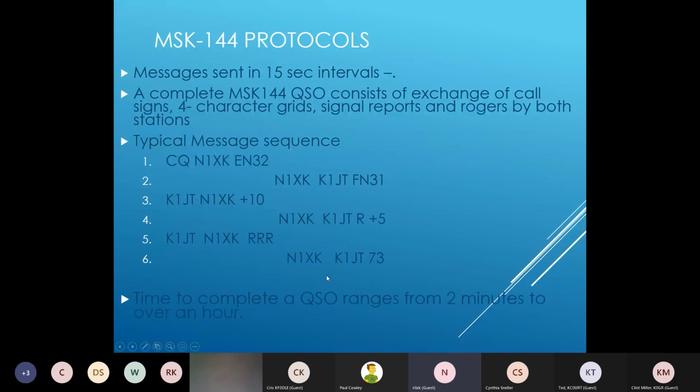The minimum time to do this would be six rounds of 15 seconds, which is kind of unusual. Not impossible, but unusual. And if the meteors aren't in your favor that day, it could take over an hour. And I've had QSOs that took that long.